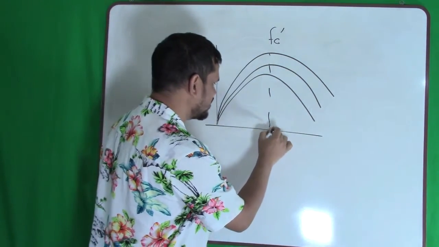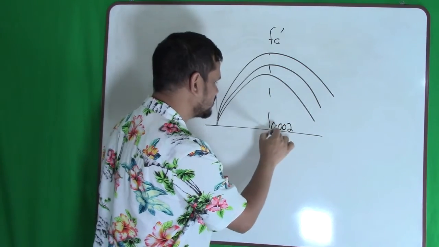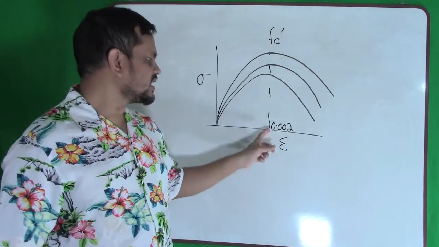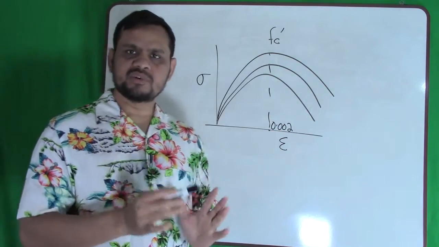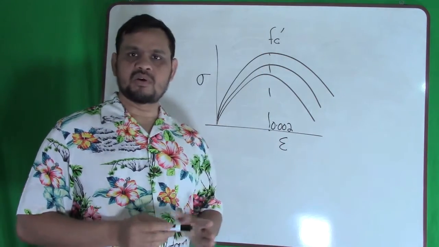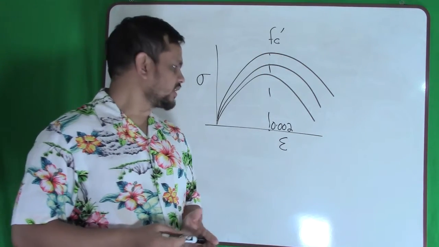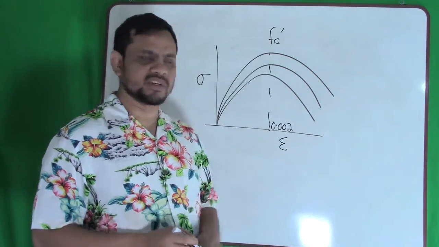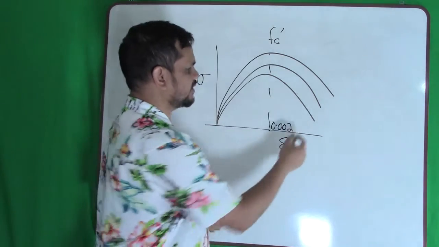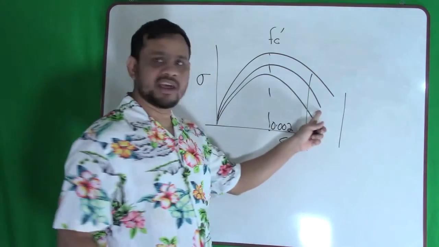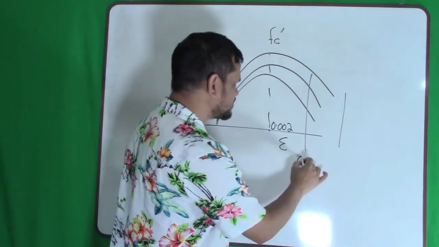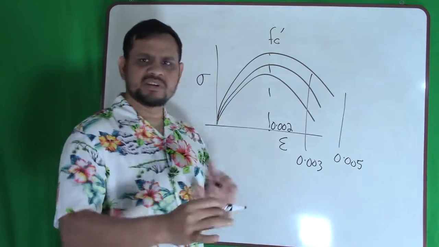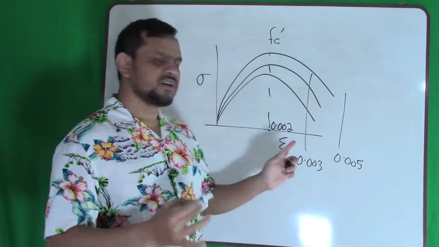and it happens at 0.002. When the axial strain in the concrete is about 0.002, at that time we get the peak or ultimate strength of the concrete. So you should memorize this number, because in the FE exam this may be a good question. Something else, where the failure occurs. So failure is occurring somewhere here, and this value is 0.003 to 0.005. So in this range of strain, failure occurs.